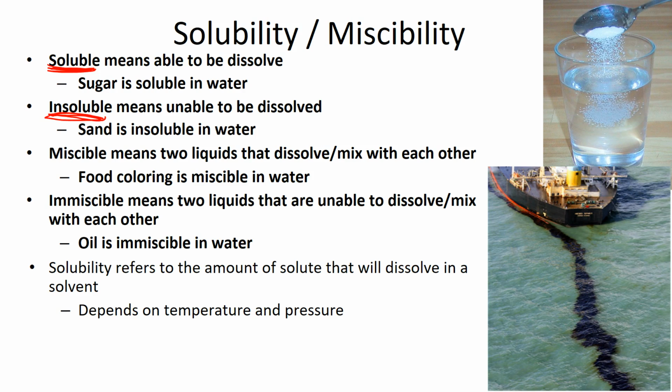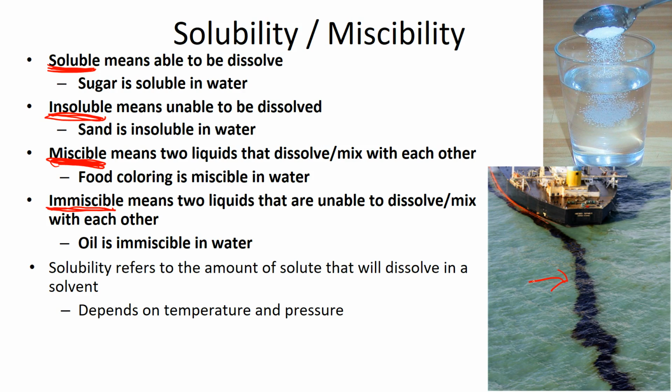If sand was soluble or dissolved in water, we would not have beaches to go on vacation and lay on and get tan and things. Now, miscible means two liquids that dissolve or mix with each other. Okay, so food coloring is miscible in water. And that's a third really important vocabulary word there. Immiscible means that two liquids are unable to dissolve or mix with each other. So oil is immiscible in water.